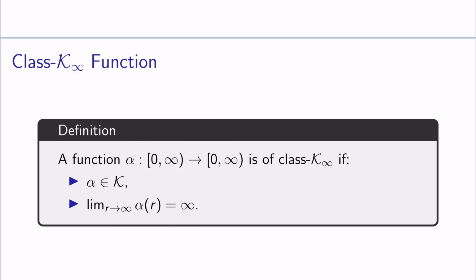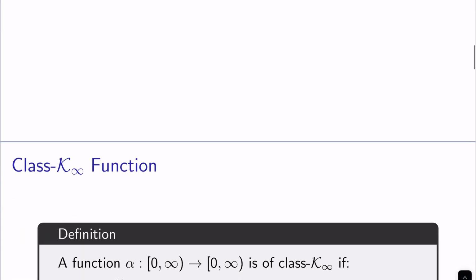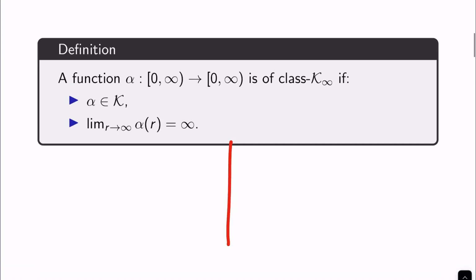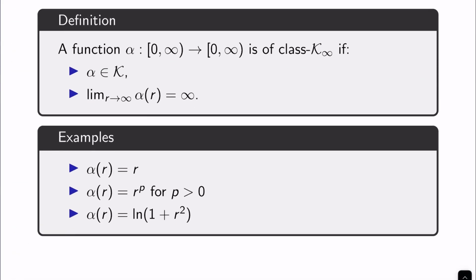By the way, I will upload this PDF on GitHub, so check the link down below to access that. It will be 0 at 0. It will be strictly increasing. However, it will go to infinity. That's it. So let's look at some of the examples.